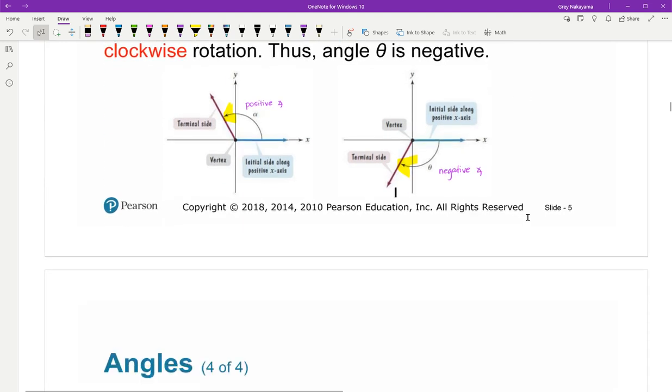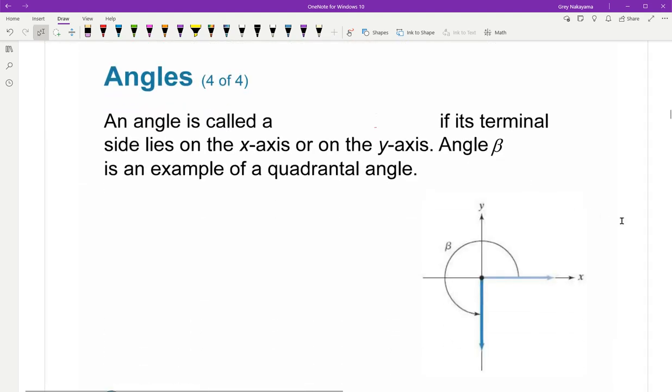So another type of angle that we have is one called a quadrantal angle, and that is an angle whose terminal side is on an axis. So this is the terminal side of the angle, and it's on any axis. Initial side still in standard position because the initial side is the positive x-axis.